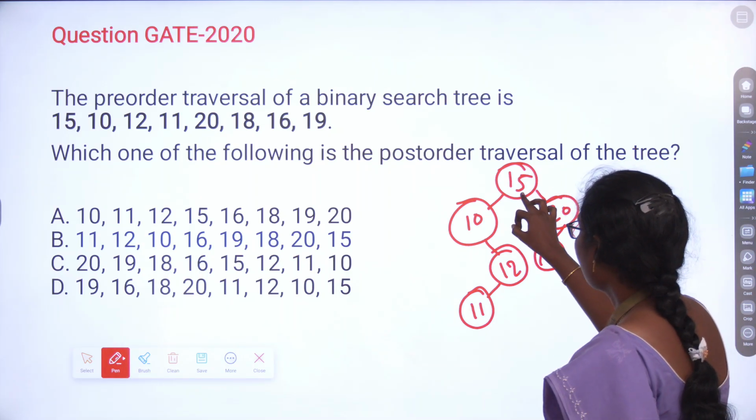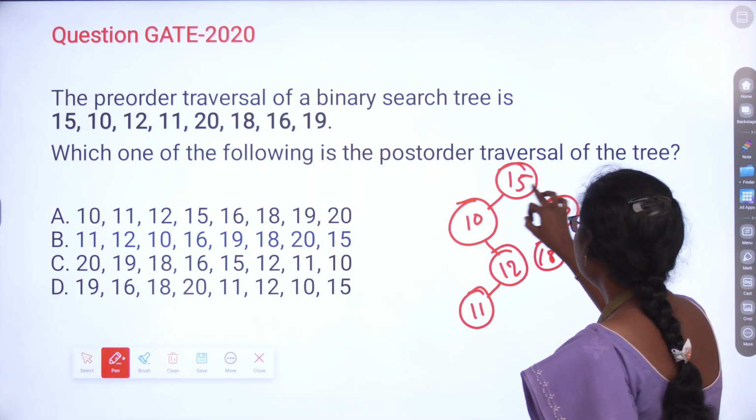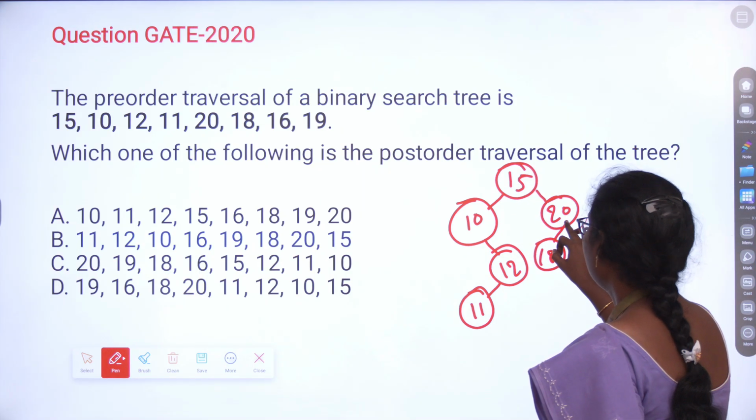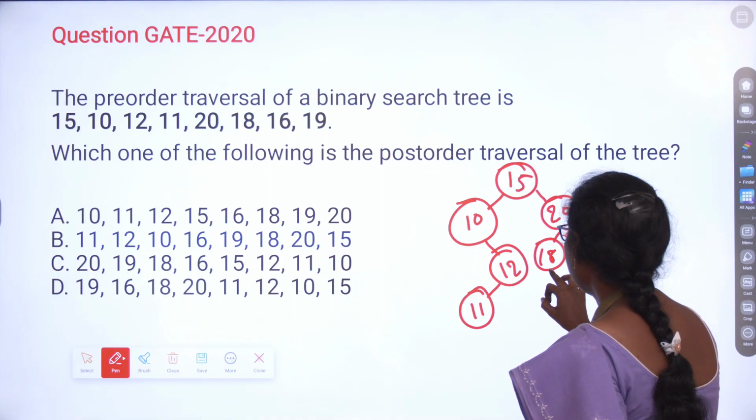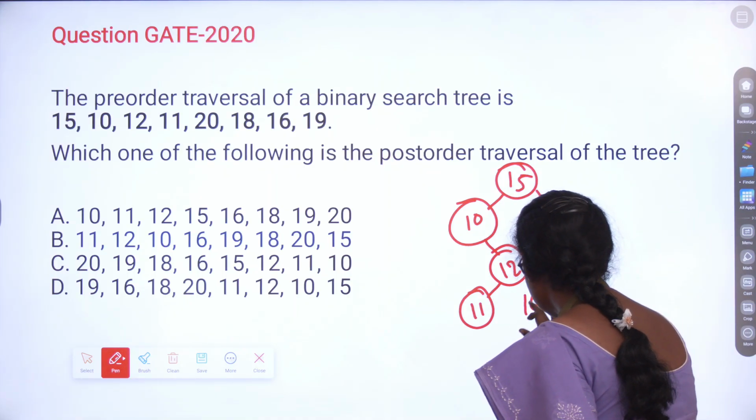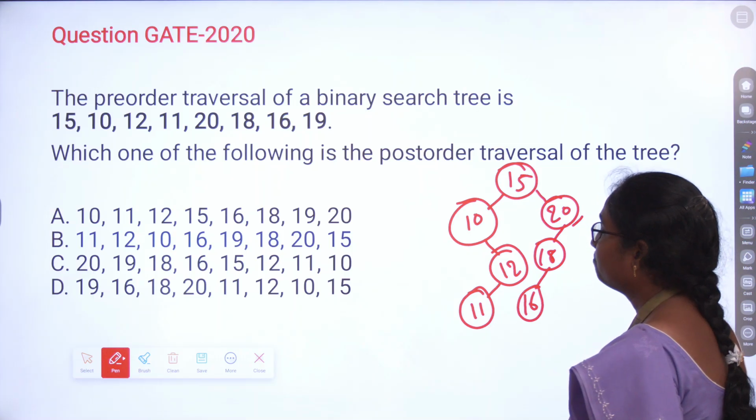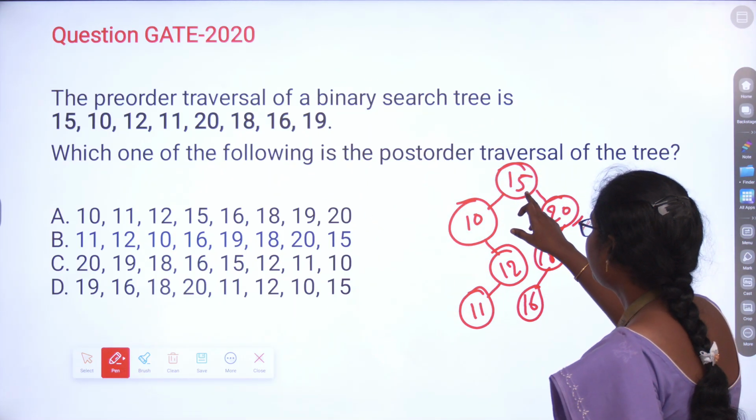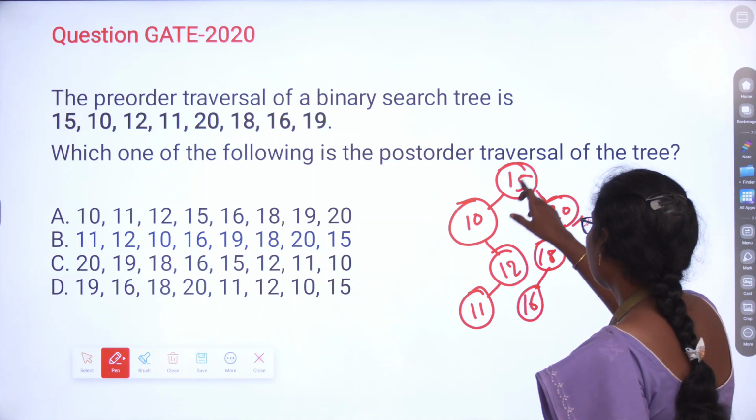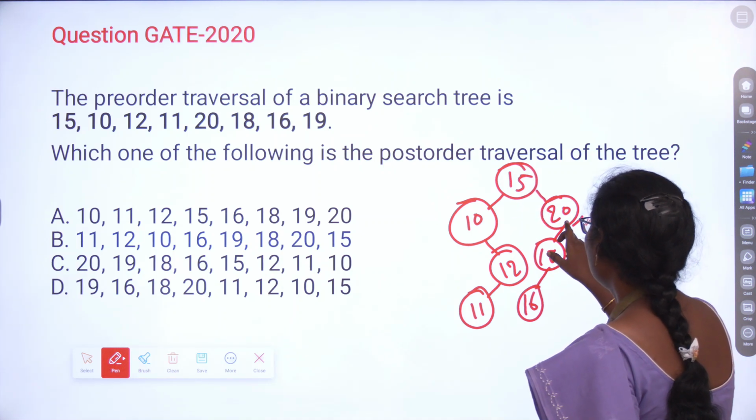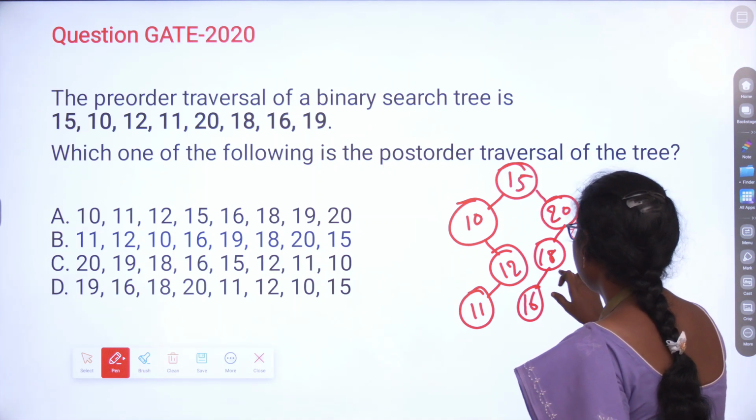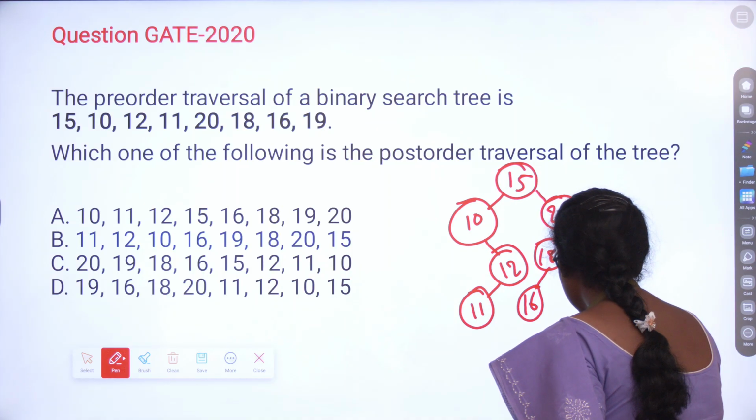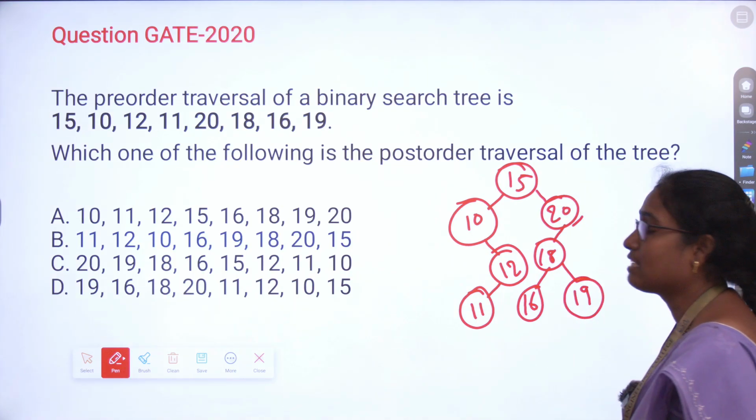16, compare 16 with 15, which is greater, compare with 20, which is lesser, compare with 18, which is lesser, then insert at the left side. The last element is 19. 19, you have to compare with 15, which is greater, compare with 20, which is lesser, compare with 18, which is greater, so insert at the right side.